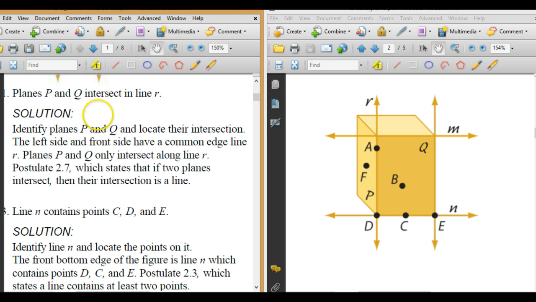And then we have to give a postulate that can be used to show that this statement is always true, which would be postulate 2.7, which states that if 2 planes intersect, then their intersection is a line.